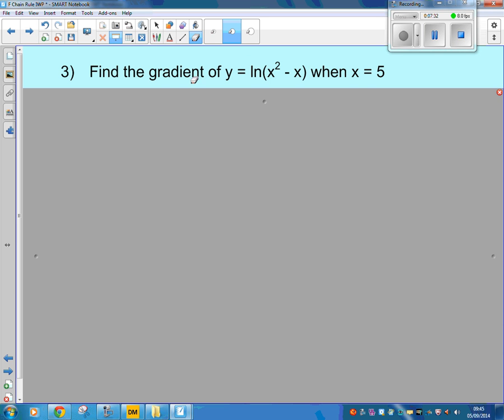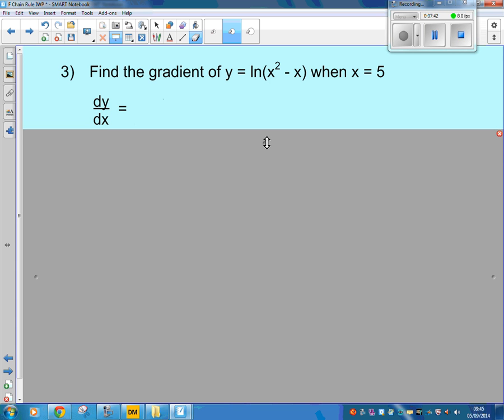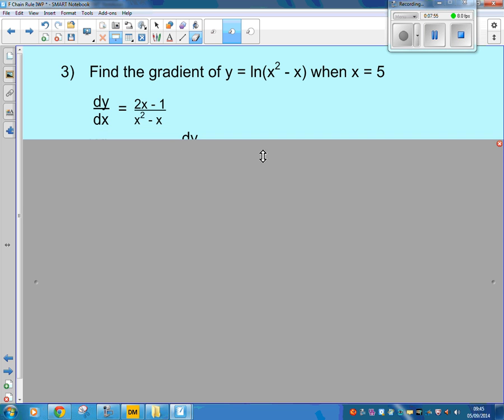Right. Now a little bit more on them, find the gradient when x is 5. So the first thing is to differentiate it, then to slot in x equals 5. This is really quick, this question. So let's do it directly. It's a ln. So we differentiate the bit in the brackets. You get 2x minus 1. That's the numerator. The denominator is x squared minus x, and the ln part has disappeared.